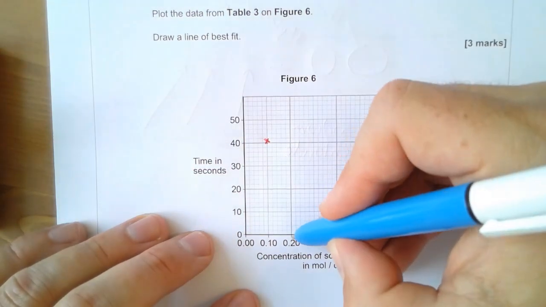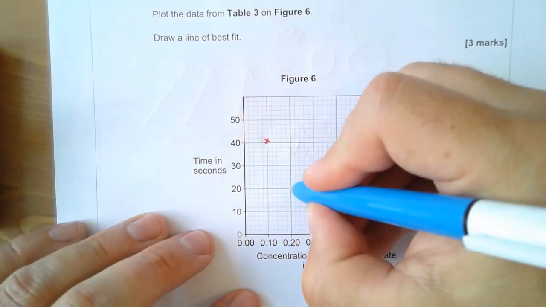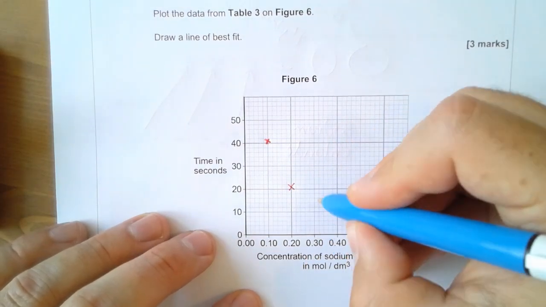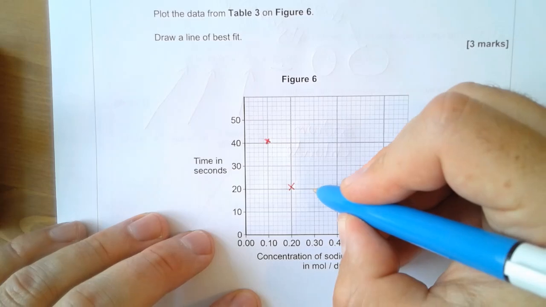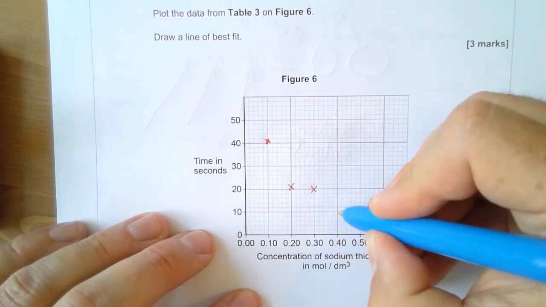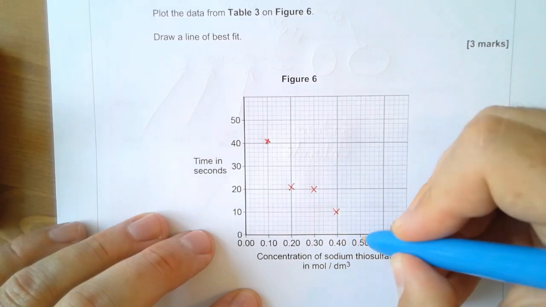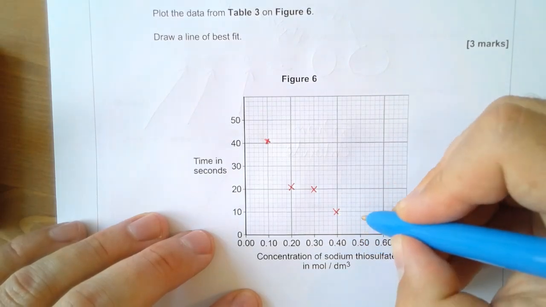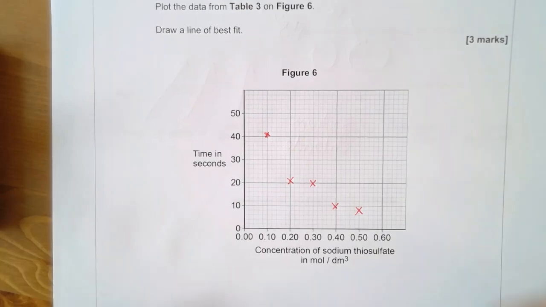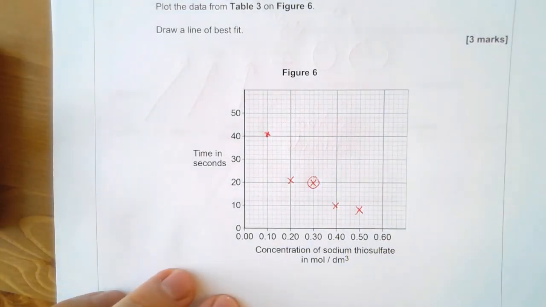0.2 goes up to 21, 0.3 takes us up to 20, 0.4 to 10, 0.5 goes to 8, which will be here. And you can see just straight away that this point here might be an anomaly, so I might circle that.